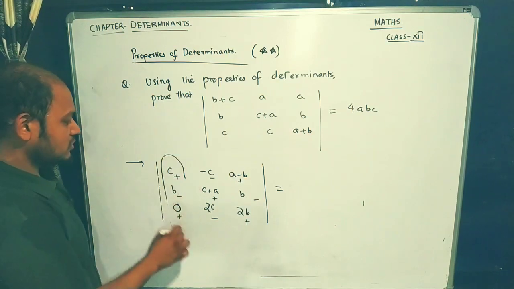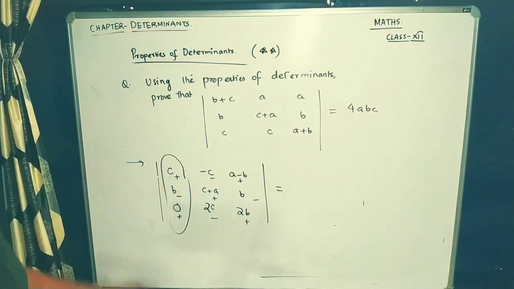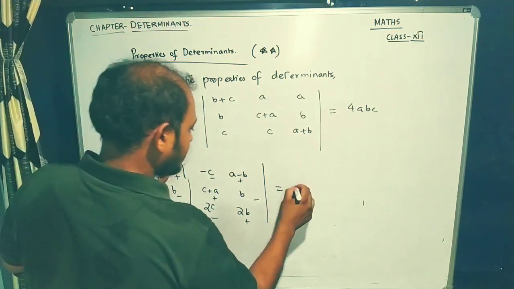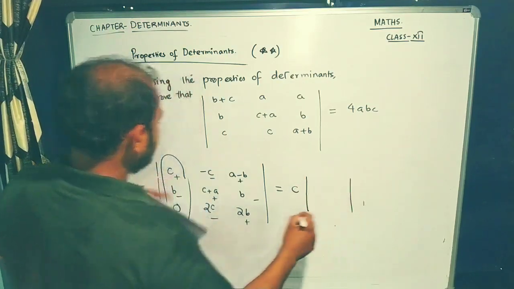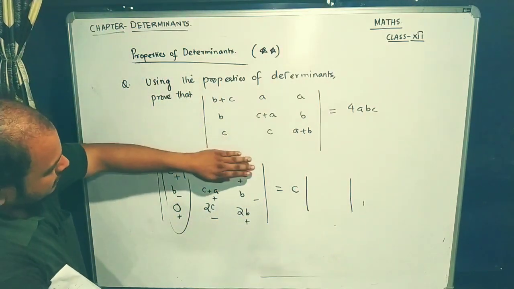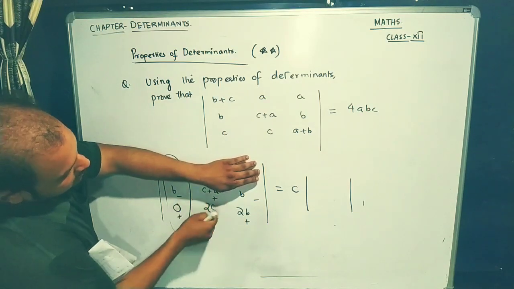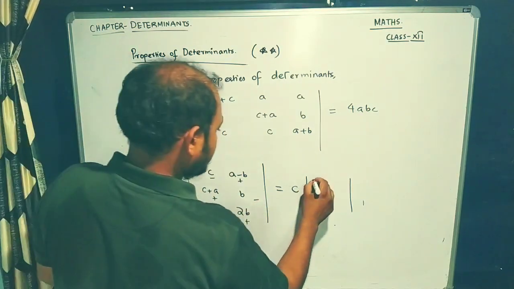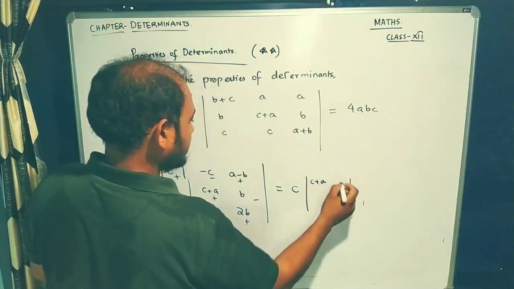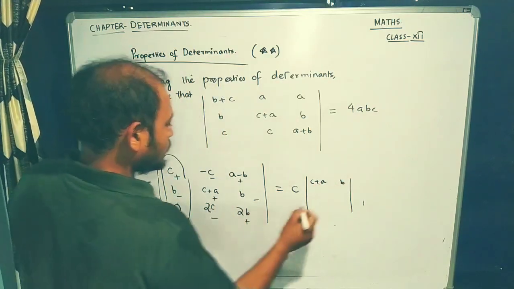So if we choose this column, how do we find the determinant? Take C, then the determinant, hide the row and column. C belongs to first row, first column, hide it. You see 4 numbers, place them there. C plus A, B, 2C, 2B.